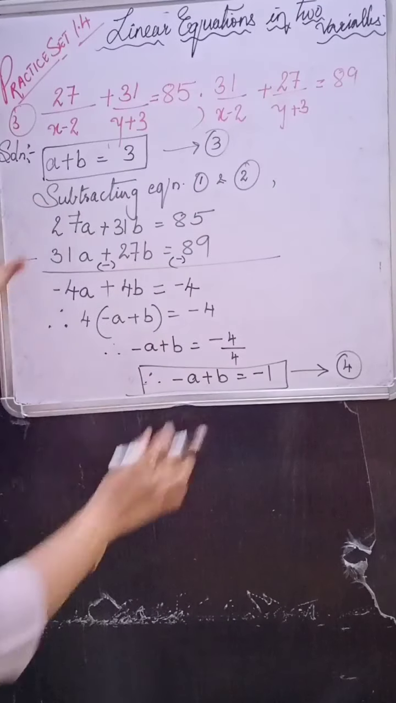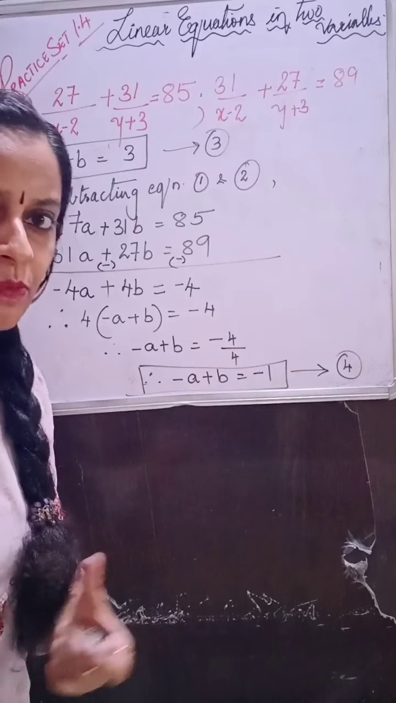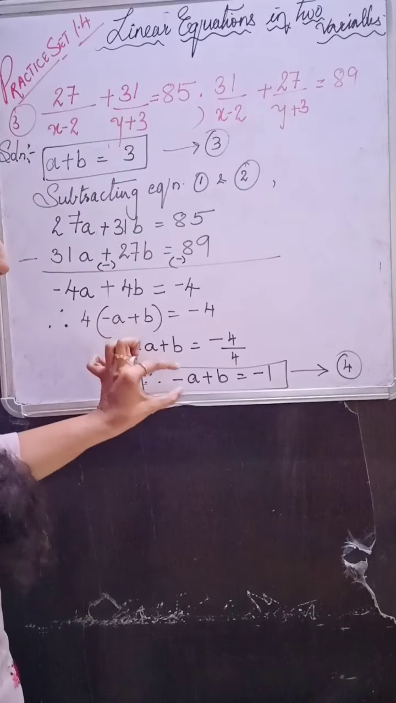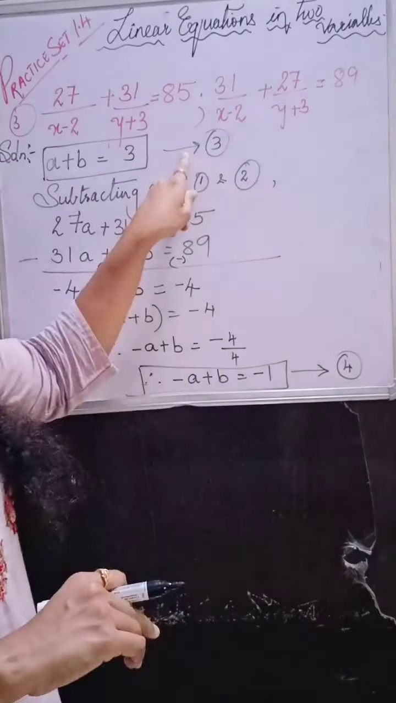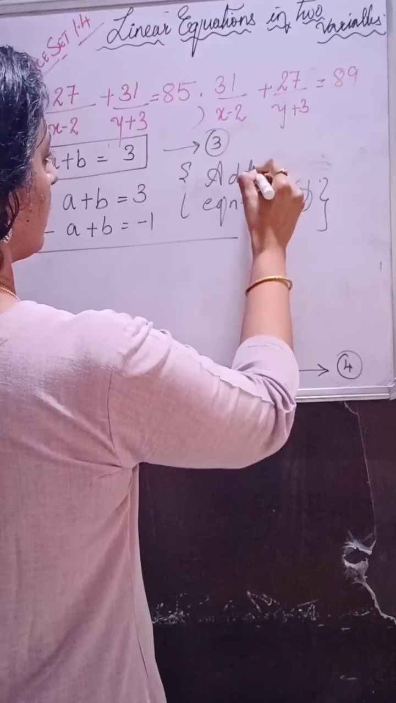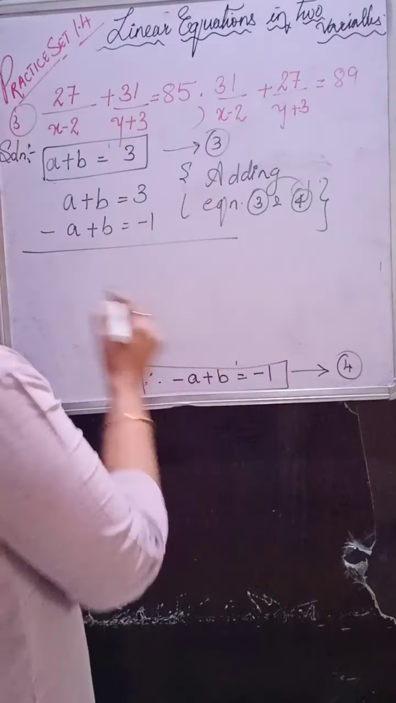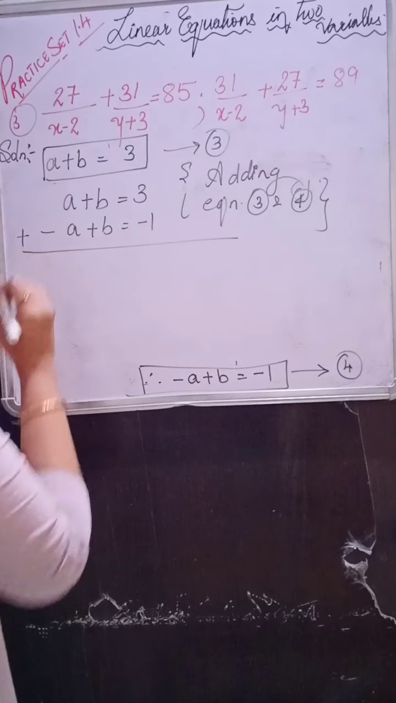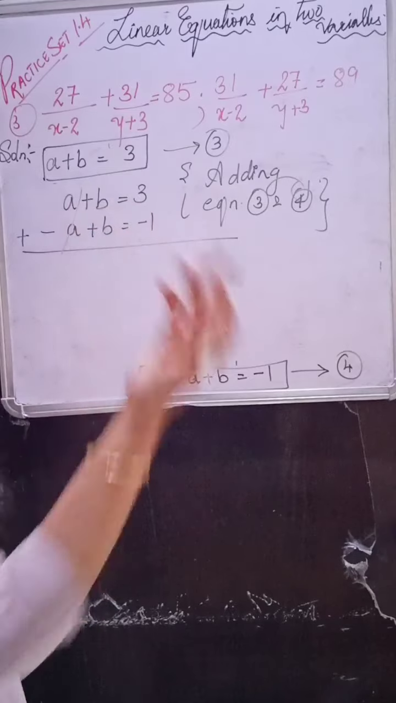Observe. One is a plus b is equal to 3. Another is minus a plus b is equal to minus 1. Here you have a and here you have minus a. So, as simple, we will go for adding equation 3 and 4. I'll write adding equation 3 and 4. So we have to add. When we add, a and minus a will get cancelled.